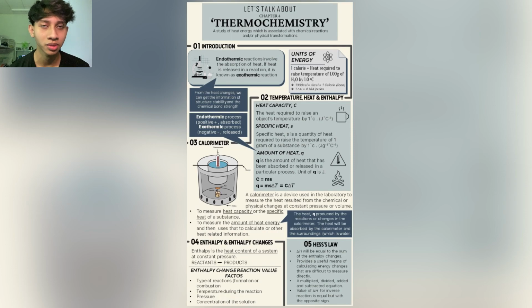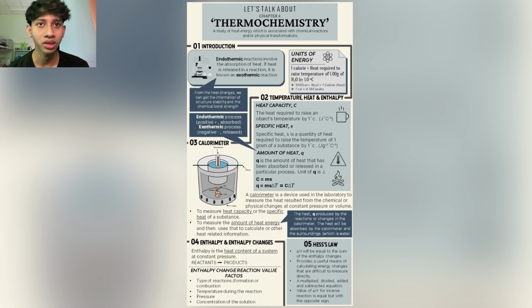So basically, thermochemistry is a study of heat energy which is associated with chemical reaction and/or physical transformation. The most basic thing is about endothermic and exothermic reaction. Endothermic reaction involves the absorption of heat. If heat is released in a reaction, it is known as exothermic reaction. From the heat change, we can get information on structure, stability, and chemical bond strength. Hence, the specific study of heat change in chemical reaction is called thermochemistry.